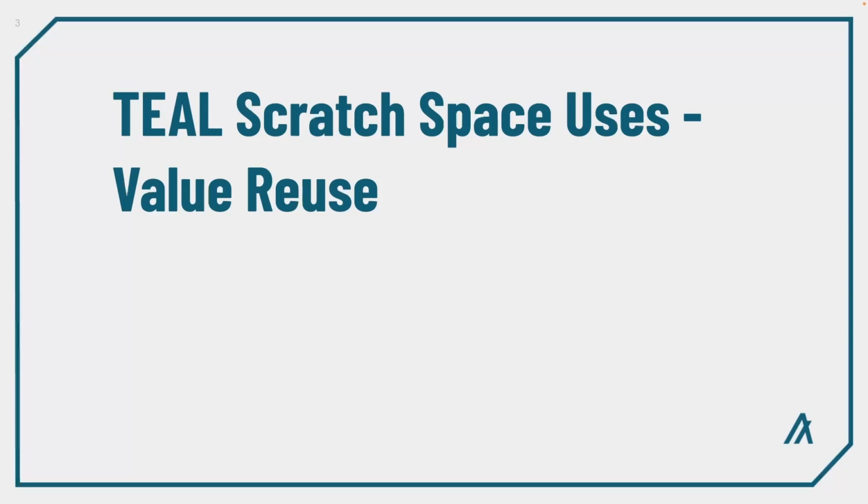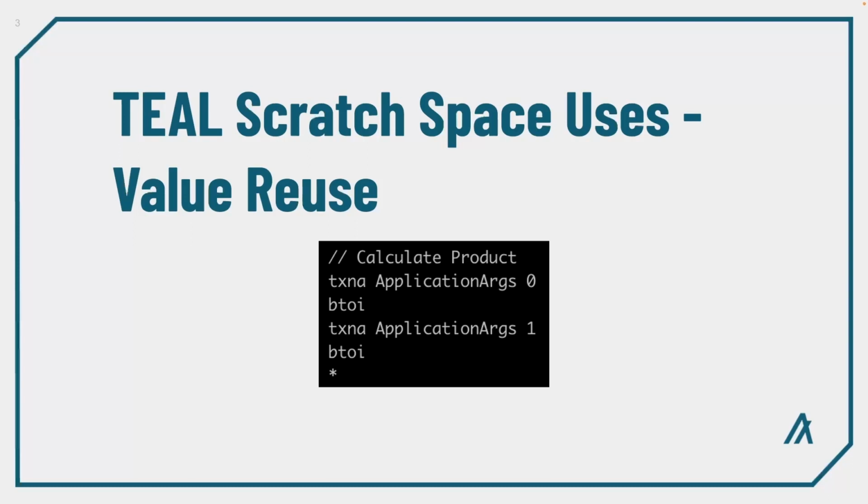For example, in this code snippet, we take two unsigned integers as arguments and calculate the product, which during evaluation will now be at the top of the stack. But what if we want to use this value in various checks throughout the rest of the code without having to calculate it each time we need it?